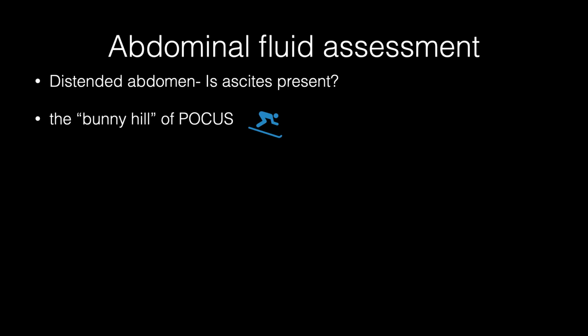So first with abdominal fluid assessment, there's a binary question, and I feel that every clinician should be skilled in this. It's very easy to do. And the question is, in a distended abdomen, is there fluid or ascites present? And I refer to this as the bunny hill of POCUS. It's very easy, as I said.